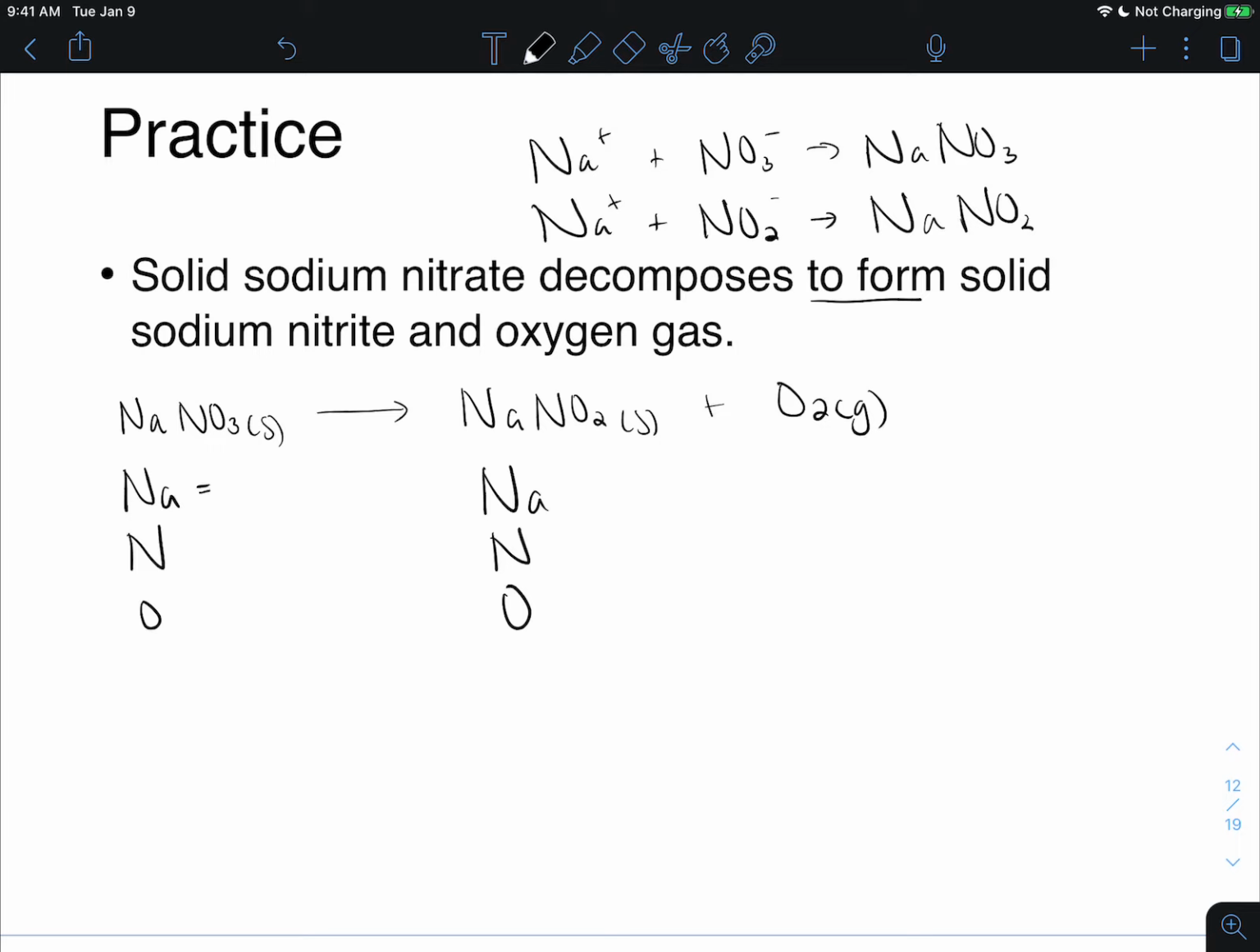Okay, so our sodium, we have 1 on both sides, nitrogen 1 on both sides, and then oxygen, there are 3 over here, there are 4 over here. So let's do it. Sodium's good, nitrogen's good. Start with our oxygen. So we're going to have to add a 2 here. That'll bring us to a 6, a 2, and a 2. Then we'll put a 2 here, 2, 2, 6.